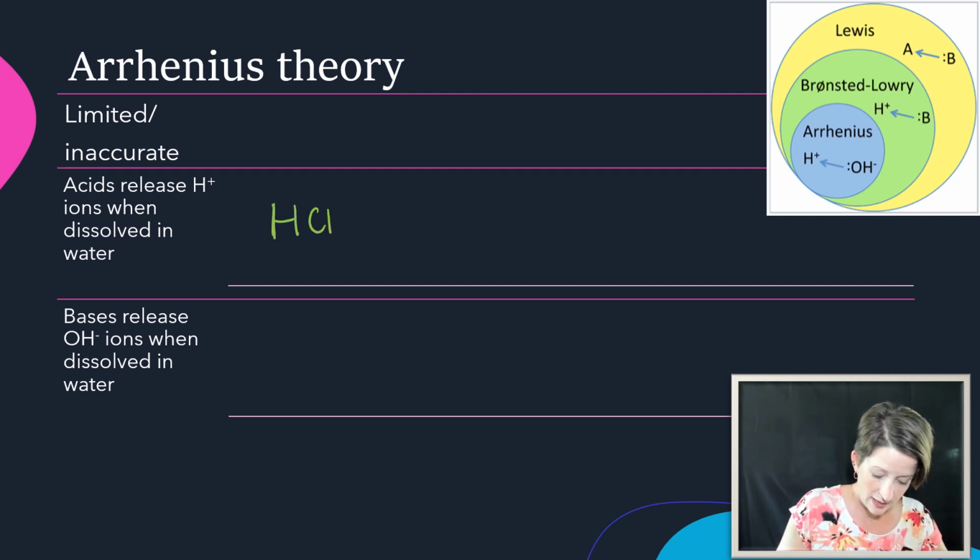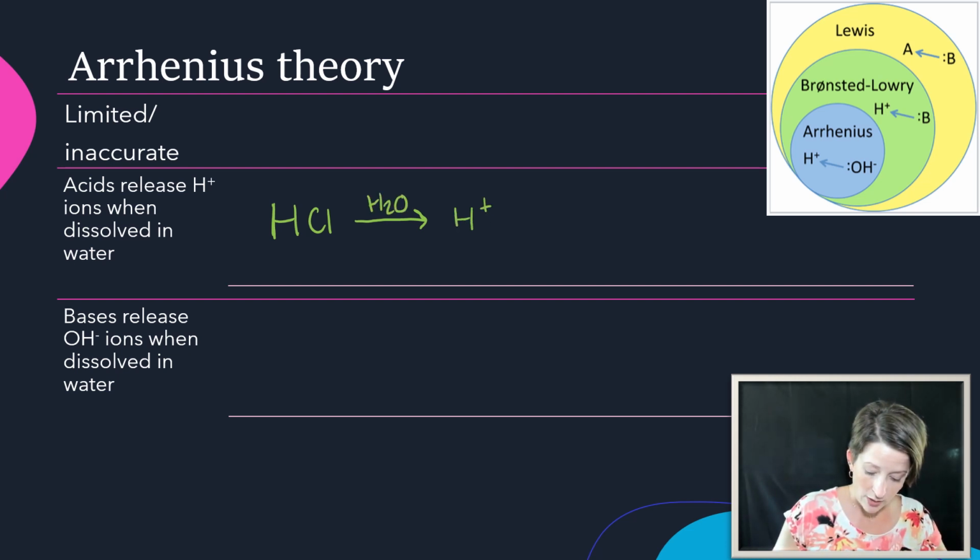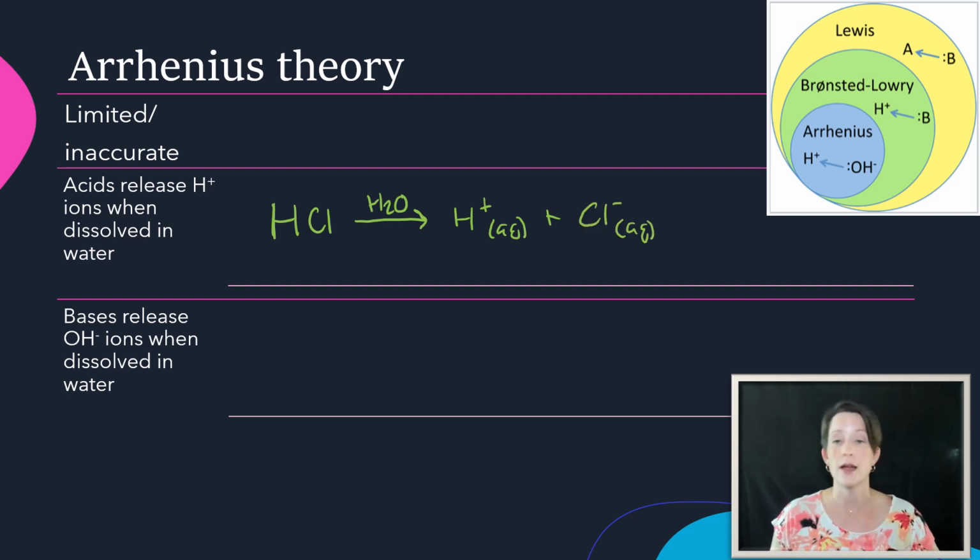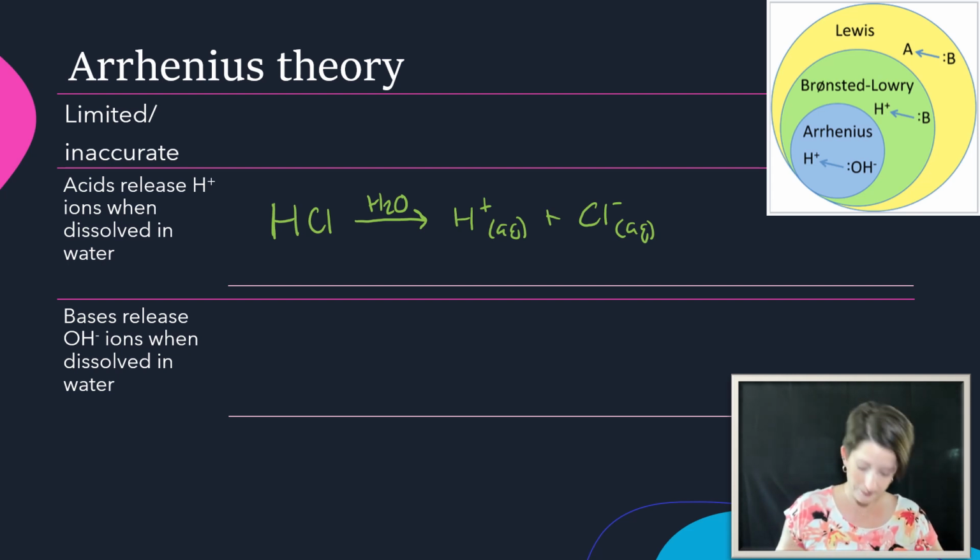So if we have HCl and we put that HCl into water, it's going to allow our hydrogen ions to be released and our chloride ions as well. And now that they're in ion form, they can undergo the chemical reactions that acids and bases do. Bases release hydroxide ions when dissolved in water.